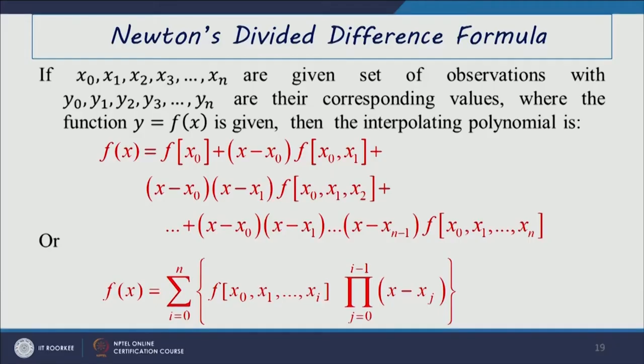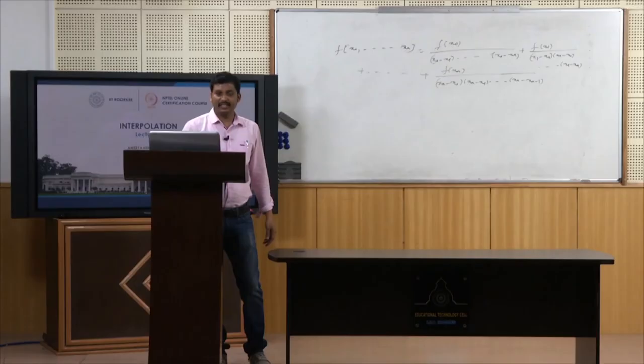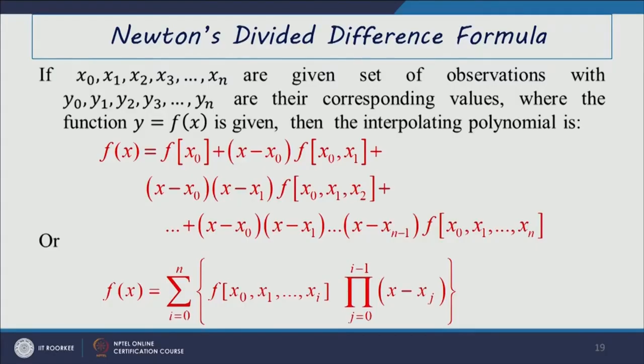So, if we want to express it in the divided difference formula, suppose, then we can just use this one in a form that is f of x equals f of x0 plus x minus x0 f of x0 x1 plus x minus x0 x minus x1 f of x0 x1 x2 plus up to x minus x0 x minus x1 up to x minus x(n minus 1) f of x0 x1 to xn.